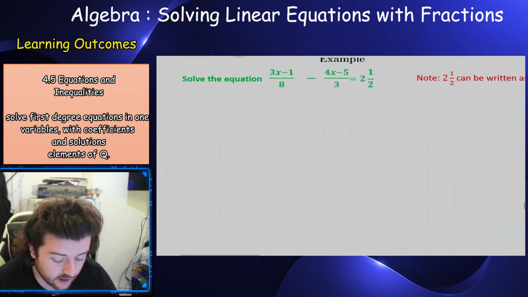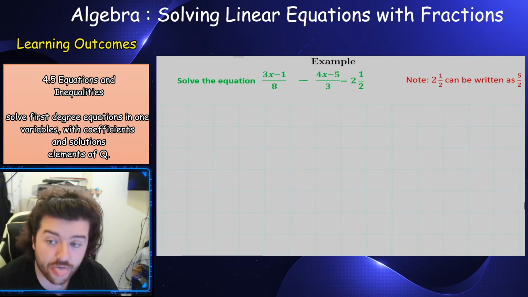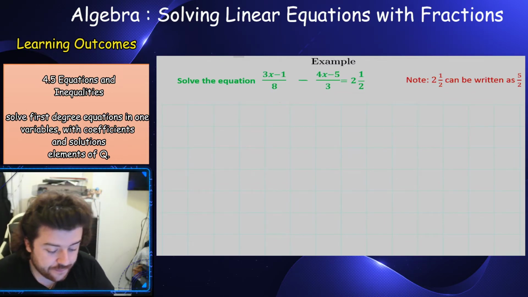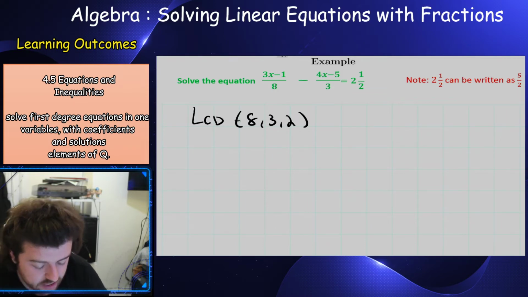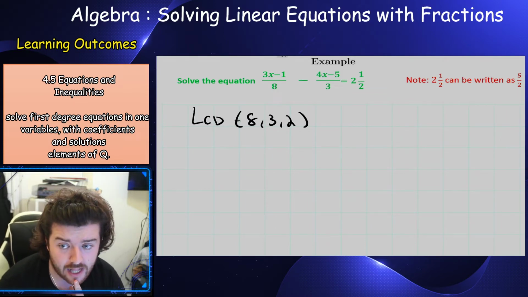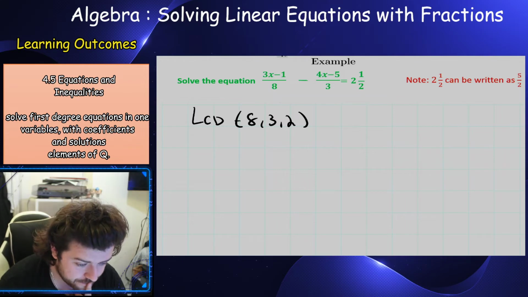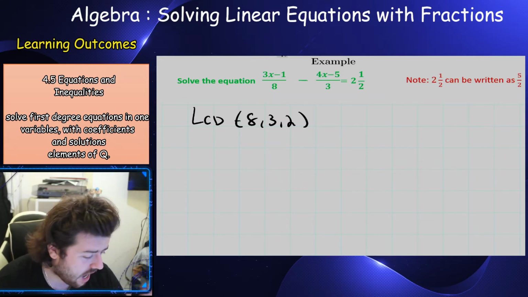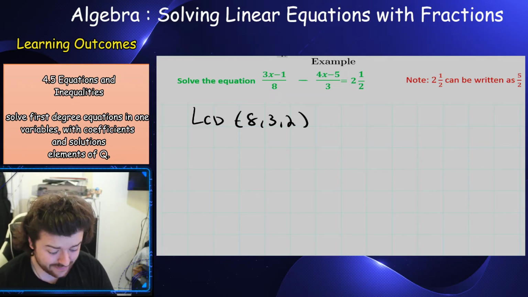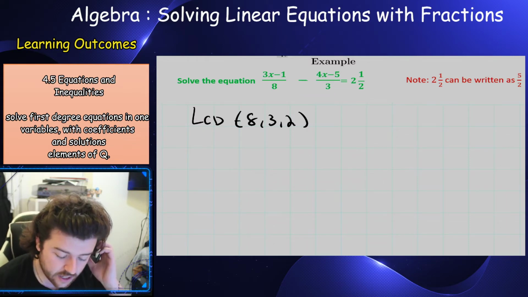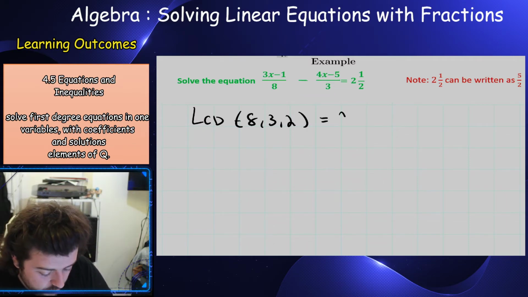The next one here, I have 3 terms I'm working with. So I just now need to find the lowest common denominator of 8, 3, and 2. So the lowest number that 8, 3, and 2 can divide into. Off the top of my head, I'm pretty sure it is 24. Is it 24? Yes, it's 24. So the lowest common multiple of 8, 3, and 2 is 24.